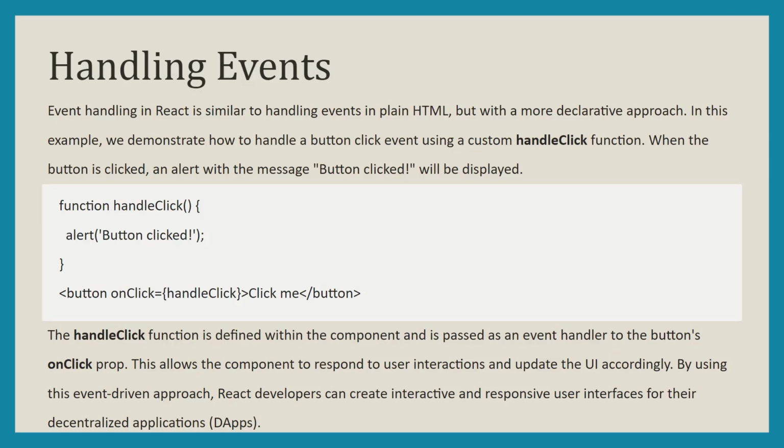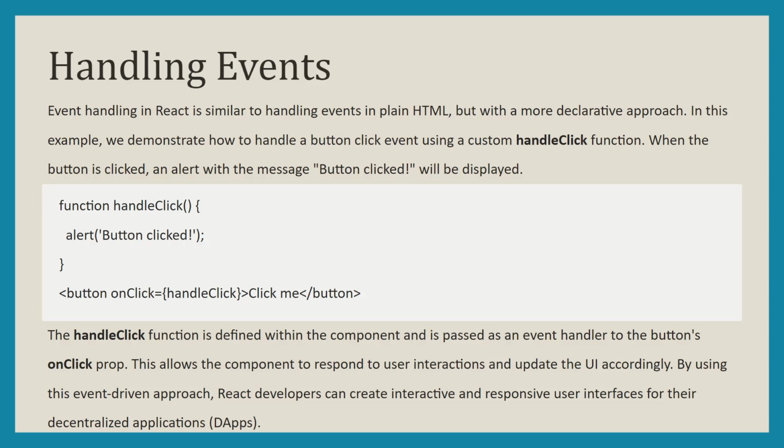Let's talk about handling events in React, right? This is similar to handling events in plain HTML, but with a more declarative approach. That's the difference. It's a more declarative approach. In this example, I'll show you how to handle a button click event using a custom handleClick function. When the button is clicked, an alert with the message "Button clicked" will be displayed.